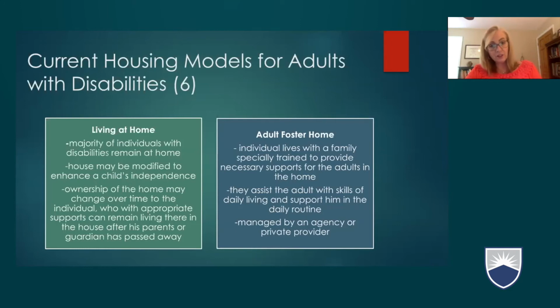There's also something called an adult foster home. And this is where the individual lives with a family, not his own family, but another family who has been trained to provide supports for adults in their home. And what they do is they assist the adult with these skills of everyday living. So in other words, they're there to help him if he needs help making meals, or perhaps bathing or getting dressed. You know, it just depends on the level of severity of the individual's disability. But in an adult foster home, that individual with a disability is living with that family who is ready to take on those responsibilities with him or her.